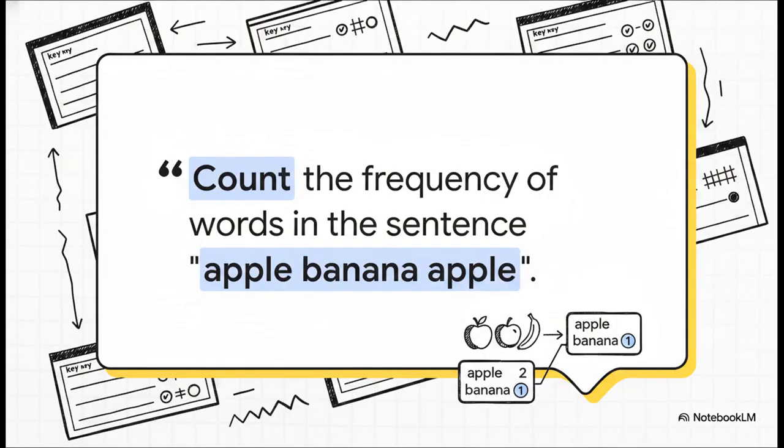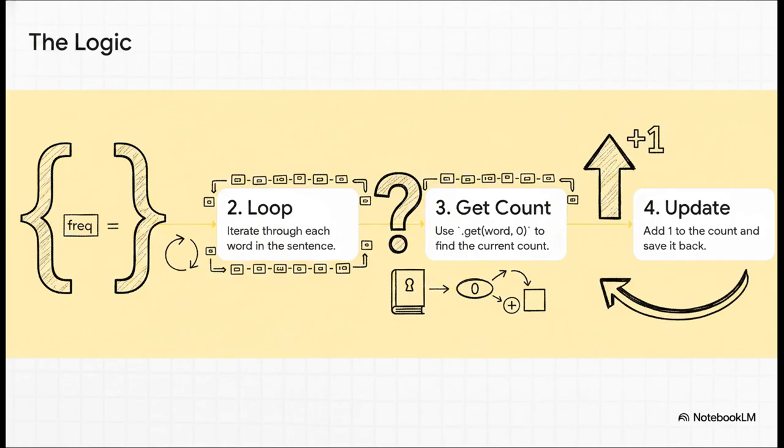Okay, time to put what we've learned to the test. Here's a classic programming problem. Count how many times each word shows up in a sentence. This problem is practically begging to be solved with a dictionary. And the logic is just so clean. First, we start with an empty dictionary to hold our counts. Then we loop through each word.